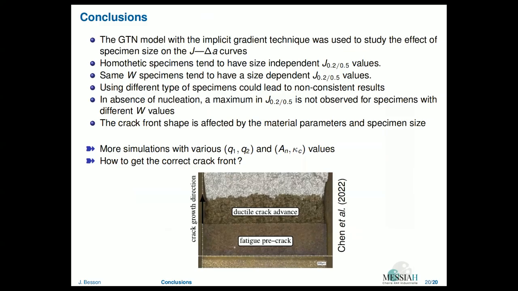So the main conclusion is that when we use homothetic Russian doll specimen, there's not much effect of the thickness on the J values. That's not the case when you're changing the width of the specimen while keeping the same profile. And the trends we see in the literature may be because people have used a mixture of those specimens, and you have to be very careful.